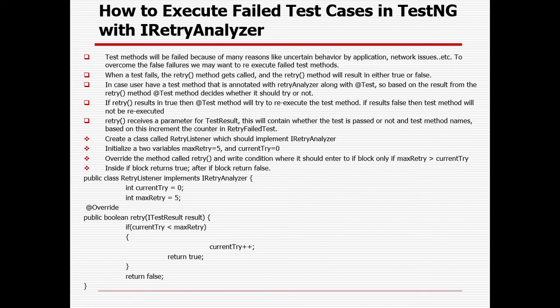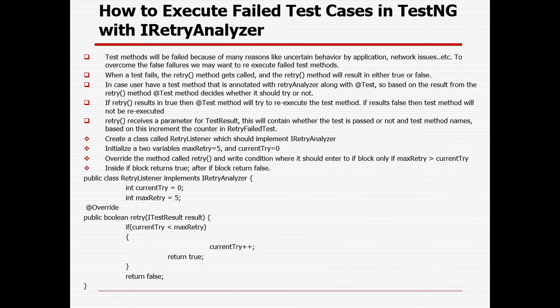When a test fails, the retry method gets called, and the retry method will return either true or false. If a test method is annotated with the retry analyzer along with @Test, then based on the result from the retry method, the test method decides whether it should retry or not. If the retry result is true, the test method will try to re-execute the test case. If it is false, it will not run, which means your test case has passed. It can pass in a single shot or in multiple attempts, but once the returned result is false it will not execute anymore.